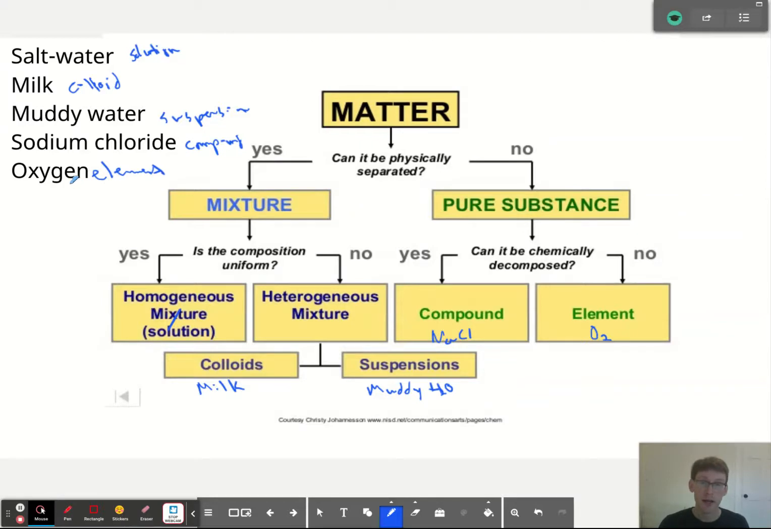Steel, on the other hand, it seems like a pure substance. Maybe you think that steel is made of one element. Well, if you look up steel on the periodic table, you will not find it. And that's because steel is actually a combination of both carbon and iron. So that would take it out of the element category.